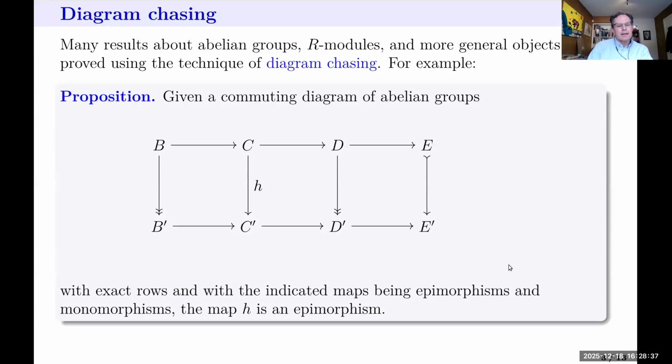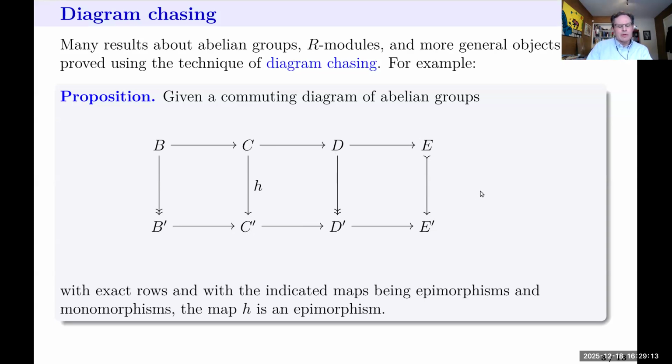And in this diagram, we assume that this map is an epimorphism, this map's an epimorphism, and this map is a monomorphism. And we assume that the rows are exact, which means that if you have an element here that goes to 0, then it has a preimage. In HoTT, we would say it merely has a preimage. And that's true at this position and this position and this position for the horizontal rows. Then the conclusion is that this map should be an epimorphism.